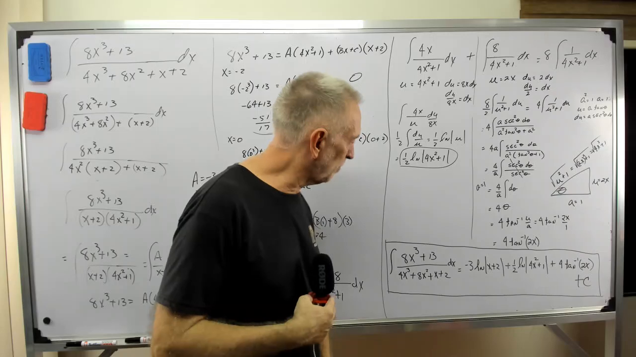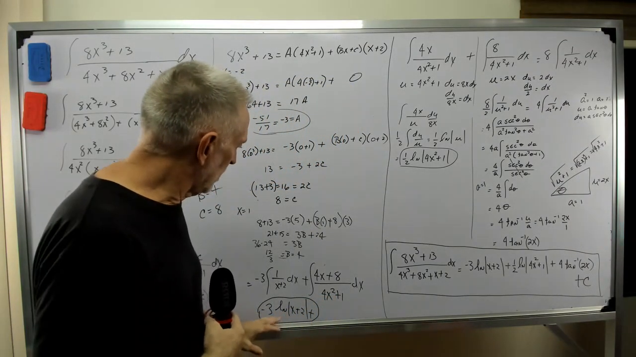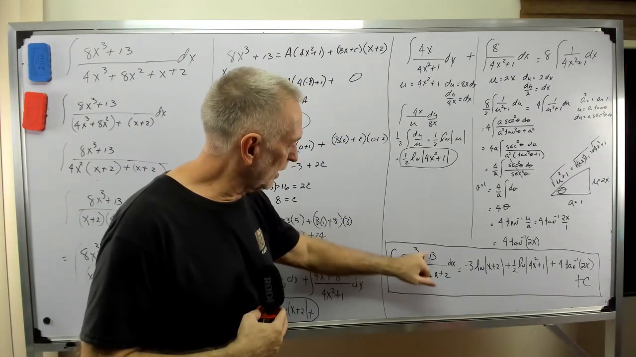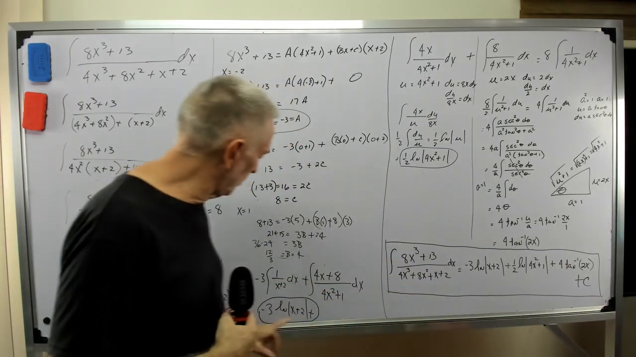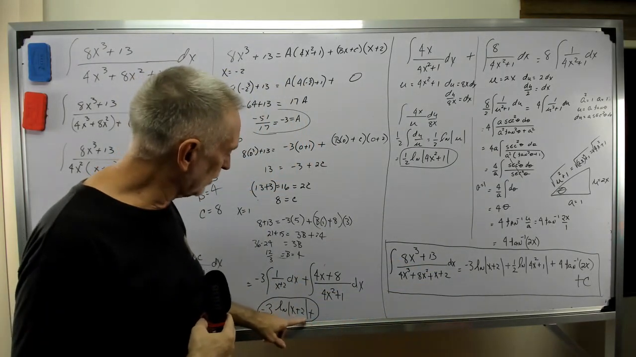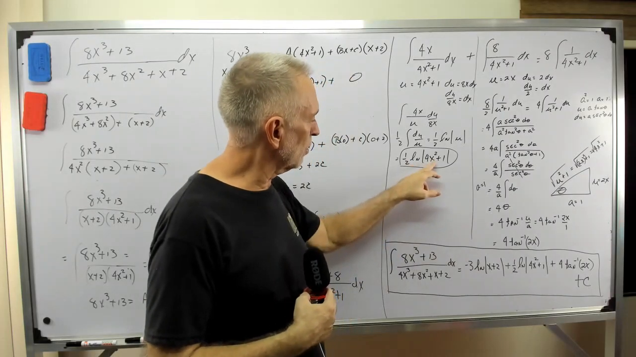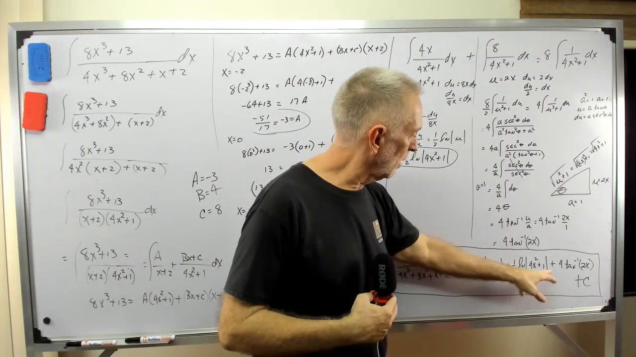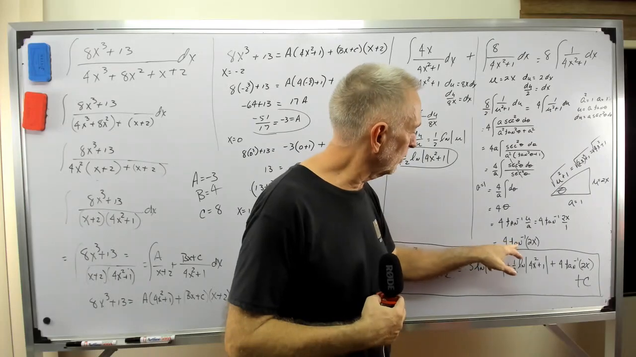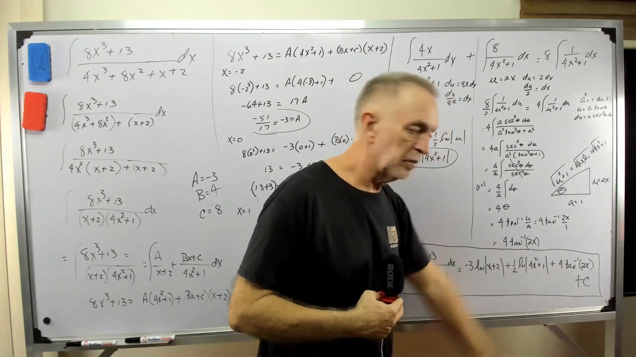Okay, let's put the three pieces together now. That integral that we looked at earlier is equal to minus 3 natural log of x plus 2, plus 1/2 natural log of 4x squared plus 1, plus 4 tangent inverse of 2x, plus C.